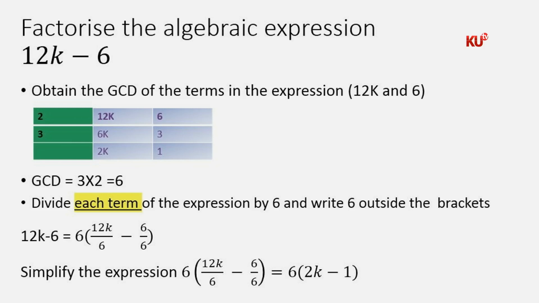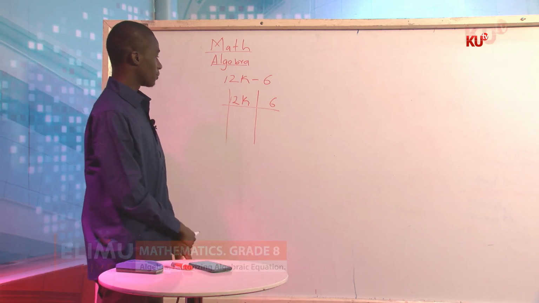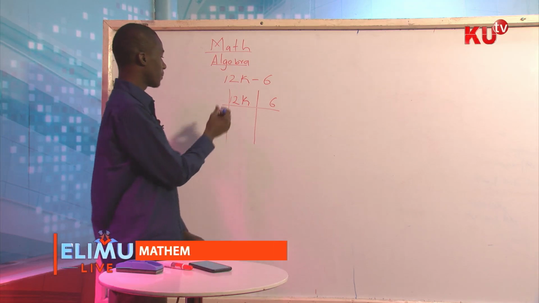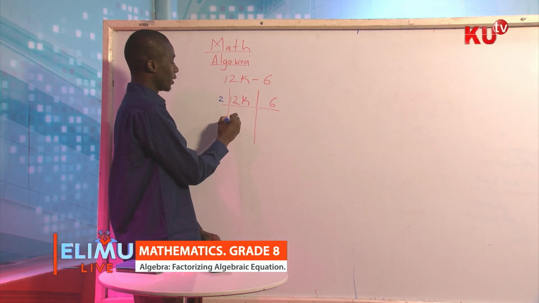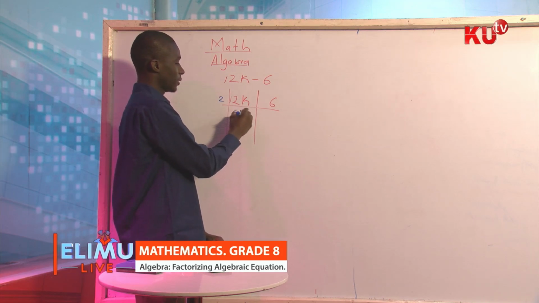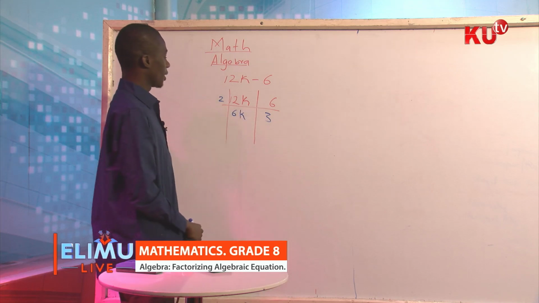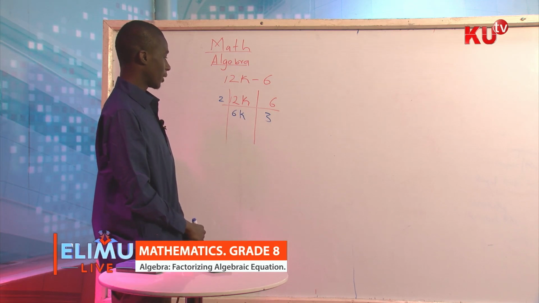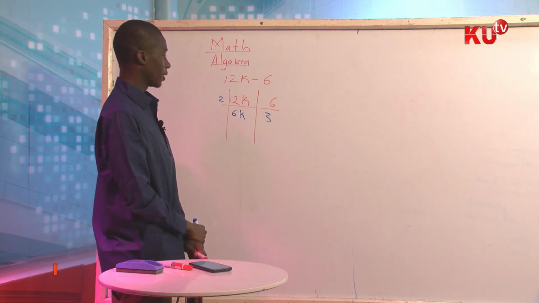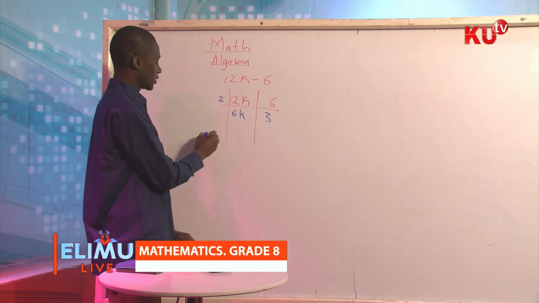The first thing for you to do is get the GCD of the two terms. We have 12k on one side, and the other side we have 6. We're going to look at which is the largest number that can divide both terms. I'll begin by dividing both by 2, which divides 12 six times, giving 6k, and on the other side you get 3. We can see there's no other number apart from 1 that can divide 6k and 3 completely.